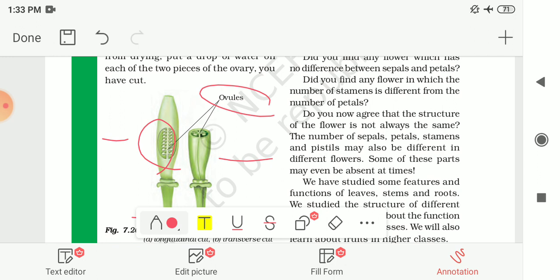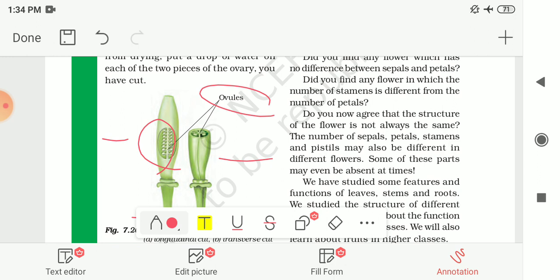Do all flowers have sepals, petals, stamens and pistils? And are there flowers that do not have one or more of these? Or are there flowers which have parts other than those we had studied? Did you find any flower which has no difference between sepals and petals, or any flower in which the number of stamens is different from the number of petals?